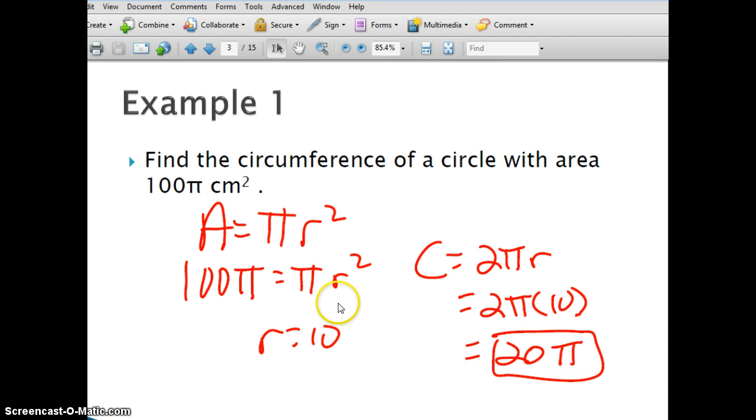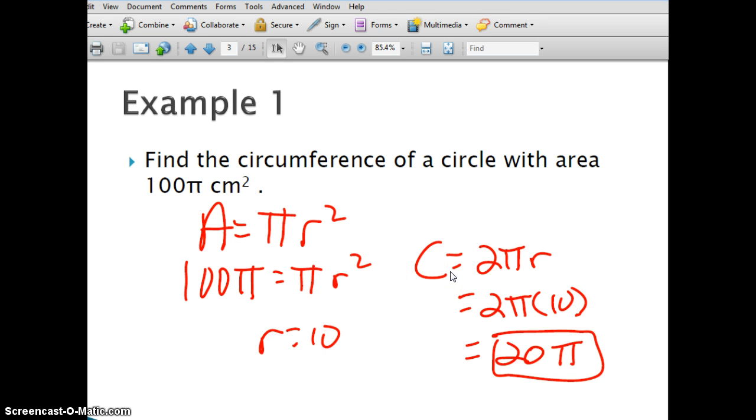So I plug into my area formula, which again is pi r squared for a circle. I plug in 100 pi for the area. I set that equal to pi times the radius squared. To solve for the radius, I divide both sides by pi, and I get r squared is equal to 100. To solve for r, take the square root of both sides, and I find out that the radius of the circle is 10.